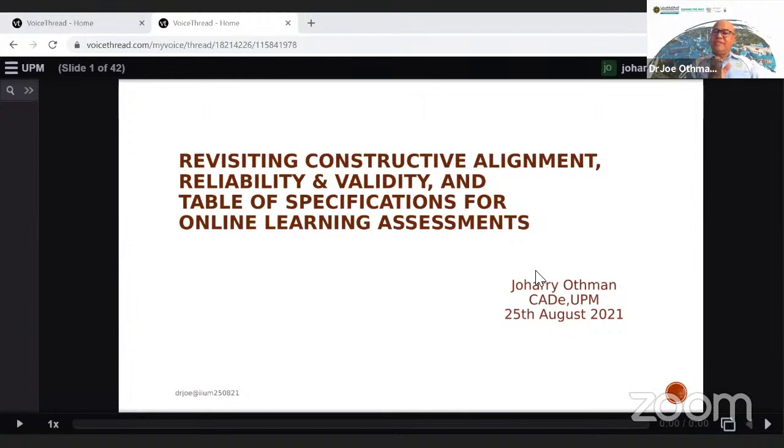And the word revisiting, because I'm not sure who my participants or audience are. Some of you might already know these terms, some of you are newbies, maybe some of you are not really into assessment. So the task is quite challenging for me, to present to a diverse audience that has a range of backgrounds in assessment.